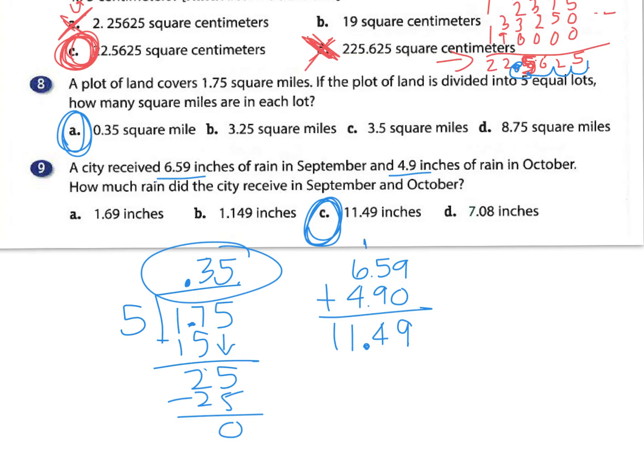You could have seen, too, really easy to eliminate. 6.59 is already close to 7, so you're adding 4. Couldn't be that one. It is already way more than 1, and already way more than 1.